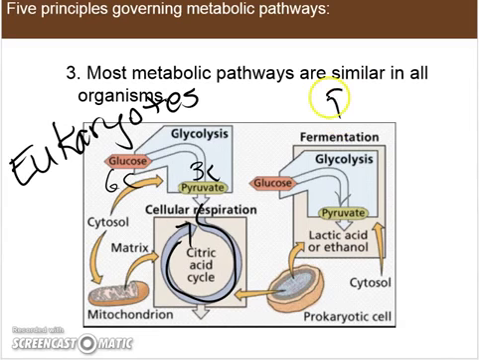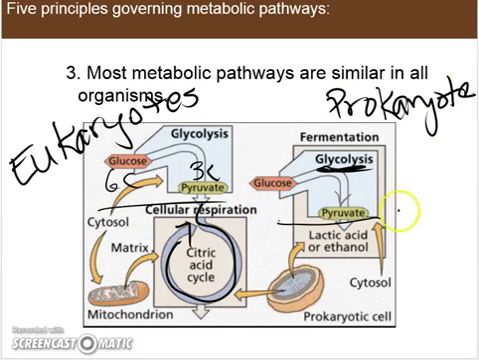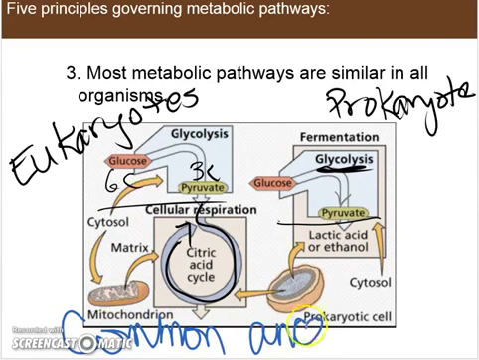If you are a prokaryote, like a bacteria or archaea, you also do glycolysis in order to get energy. Now, they don't go through all this citric acid cycle. They don't get nearly as much energy, but glycolysis works exactly the same in both eukaryotes and prokaryotes. And this is important because this is evidence of common ancestry. This is a piece of evidence for evolution.